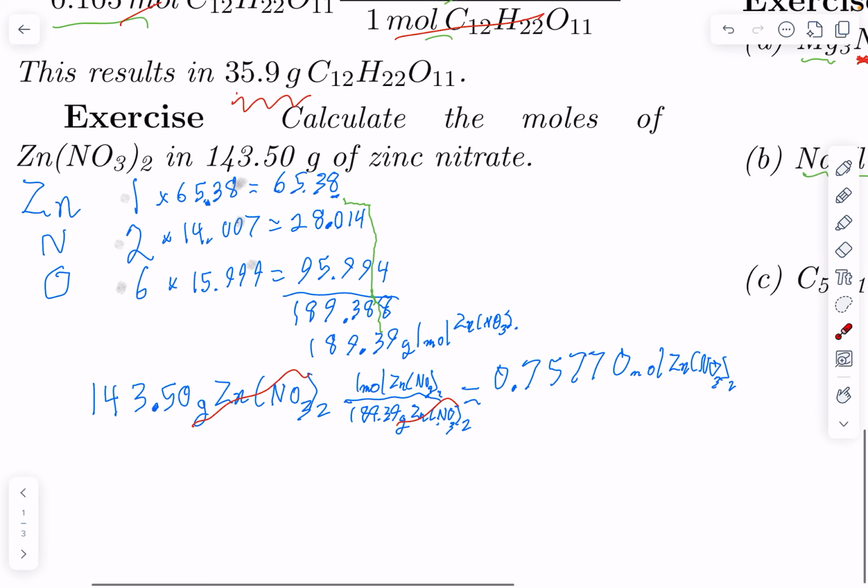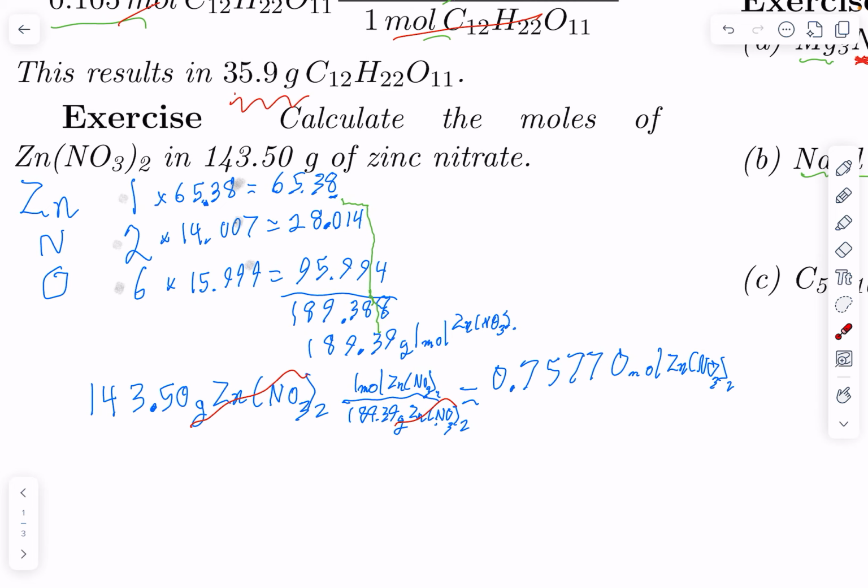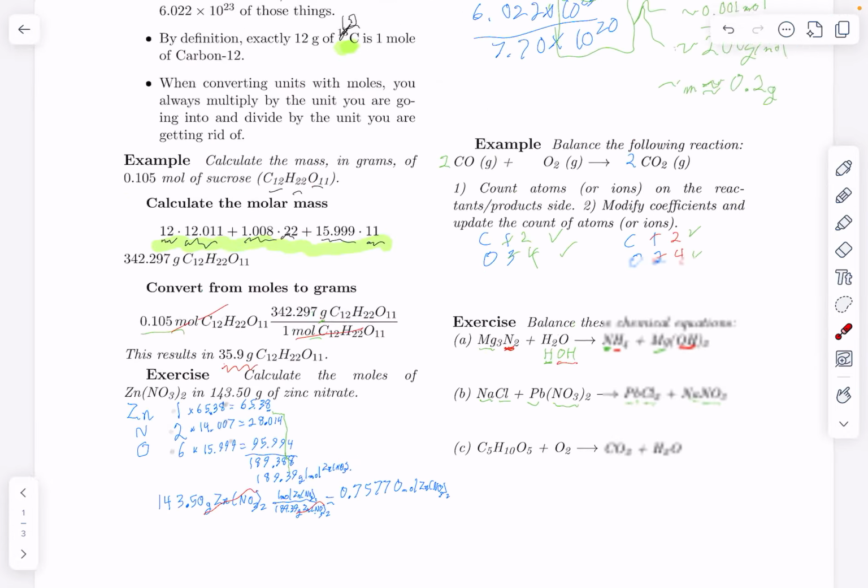Next, you take your given value, 143.50 grams. Notice that has 5 significant figures. And then you multiply by moles, unit you're going into, and you divide by grams. The grams cancel, and you're left with moles. Notice this has 5 significant figures, so 0.75770 moles of zinc nitrate.